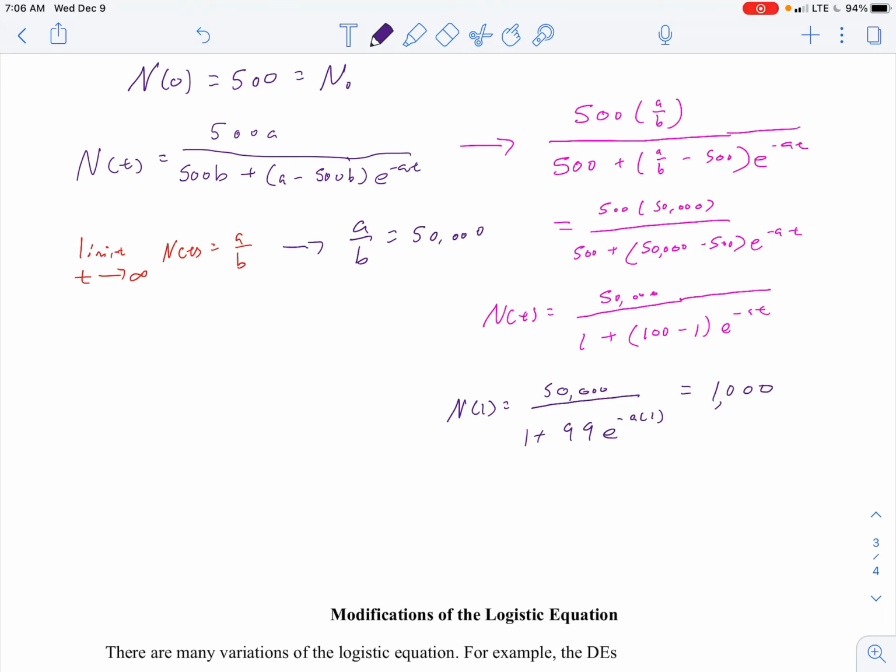Now, I'm okay with you using a graphing calculator to solve this. You can use a graph. You can use Desmos to solve. Okay, what's a going to be? Or you can just solve this by hand.